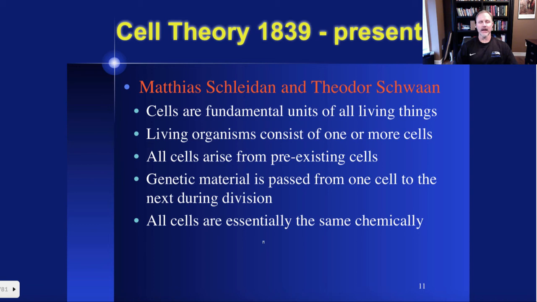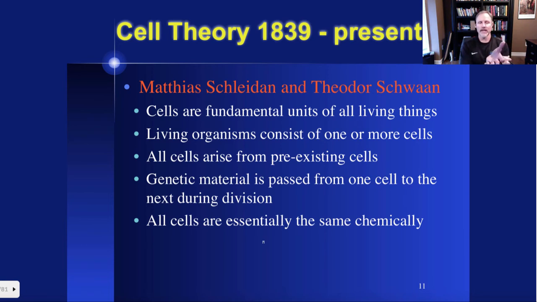So the idea of the cell led to the notion of cell theory, and this is really an evolving type of theory. Schwann and Schleiden were two people responsible for coming up with this. Basically, the 5 things that they talked about here are things that we should know.